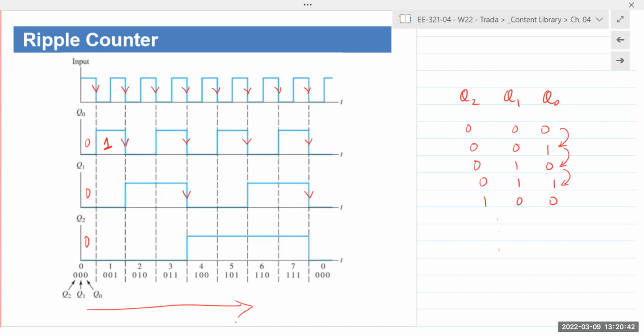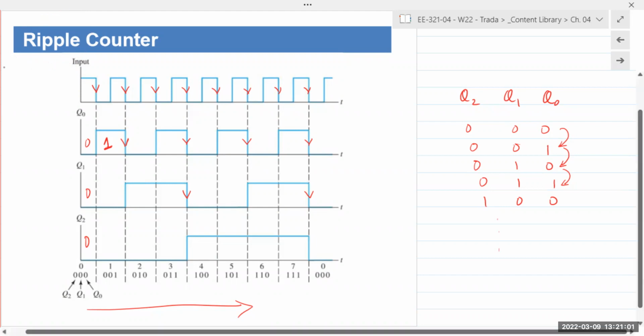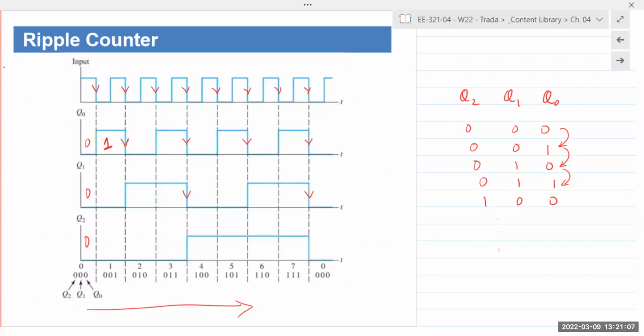The change, the clock, is rippling through from the first stage to the second to the third, and hence the name ripple counter. The clock ripples through each successive state. You can also have the reset function at any one of these intermediate values, and that would be known as a modulo counter.